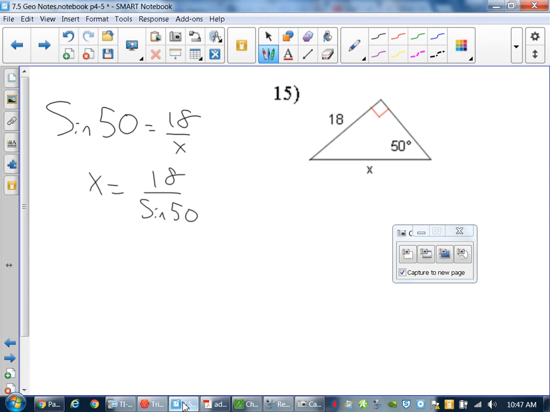I want you to take 5, 10 minutes, whatever it takes to do this. Do this next step, and then round to the nearest hundredth.